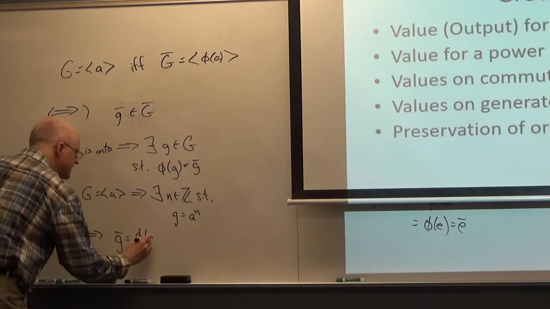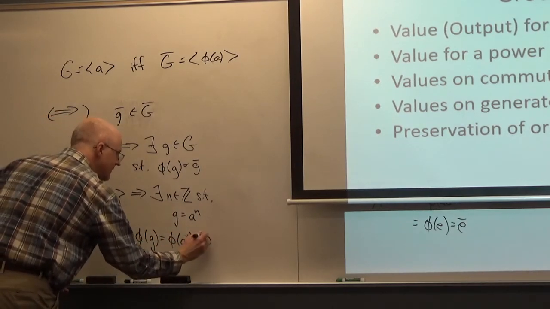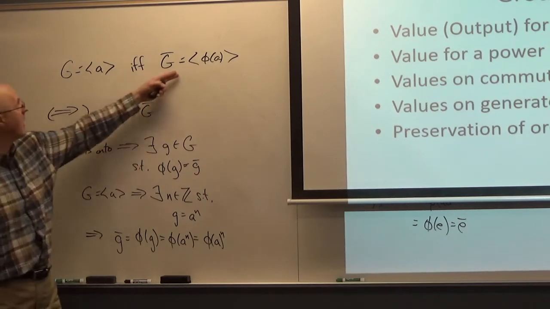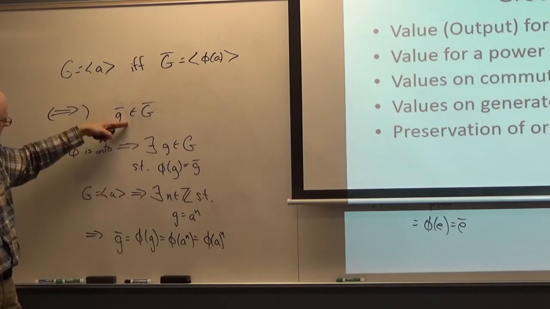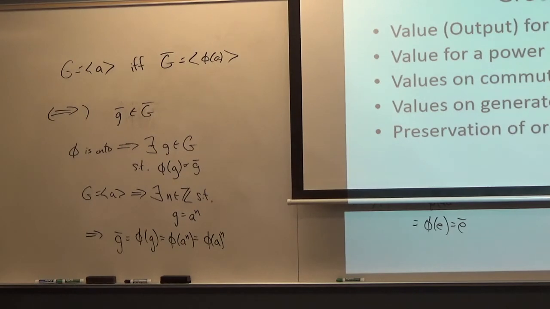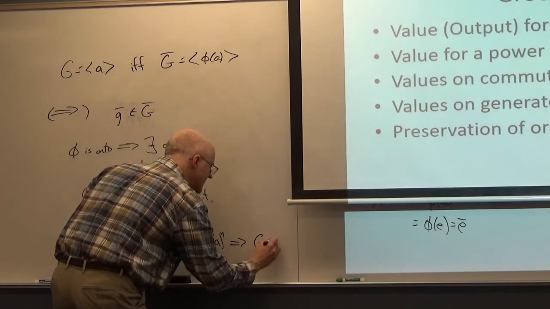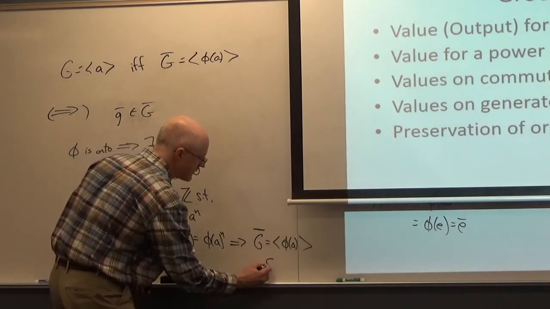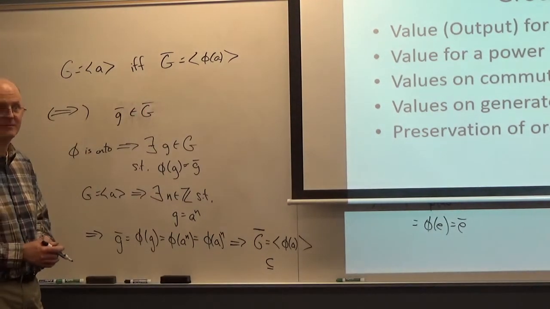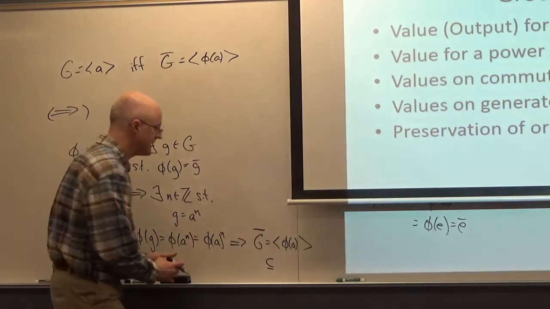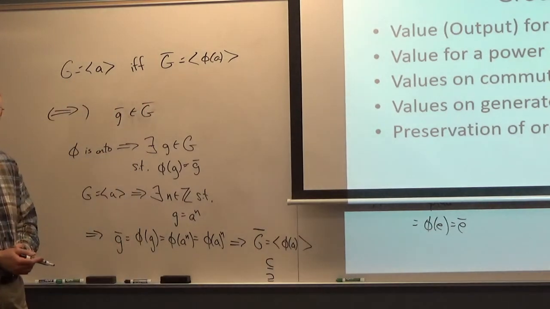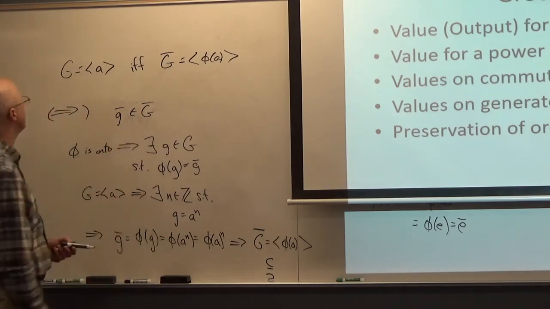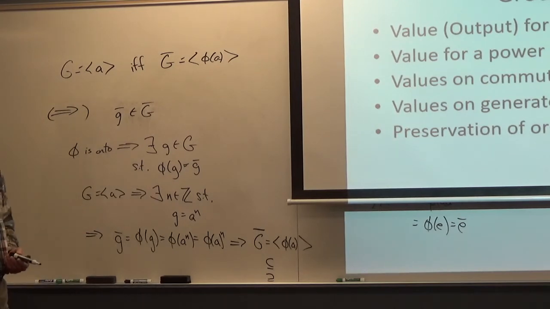G bar is phi of g, which is phi of A to the n, which is phi of A to the n. That verifies that G bar is generated by phi of A, because I've taken an arbitrary element of G bar and shown it's a power of phi of A. That does it. That verifies this is true. If you want to get nitpicky about it, technically I've only verified this inclusion, but the other inclusion is trivial. Phi of A is in G bar, so the cyclic subgroup generated by phi of A is automatically in G bar as well. They are equal. I didn't assume what the order of A was, whether it was finite or infinite. This proof works whether the order of A is finite or infinite.